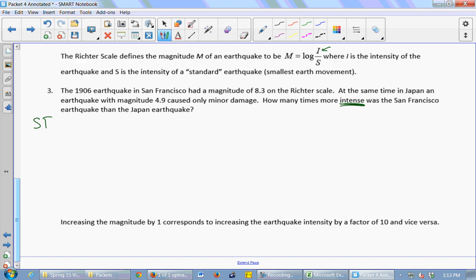So let's look at San Francisco. I'm going to write down the formula. Magnitude is the log of the intensity over a standard intensity. And S is just some number. It's the smallest intensity detectable. Okay, so for San Francisco, the magnitude was 8.3. So I replaced the M with an 8.3.